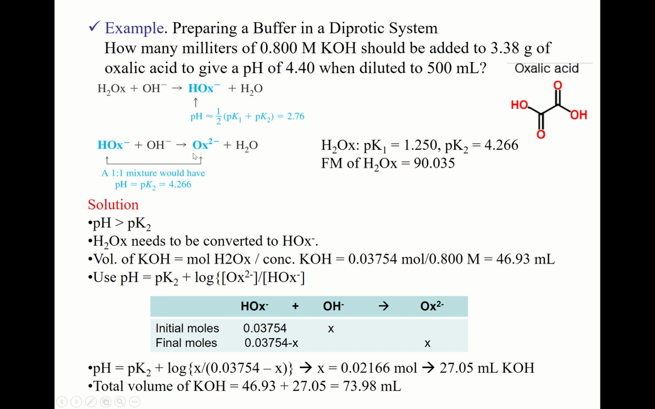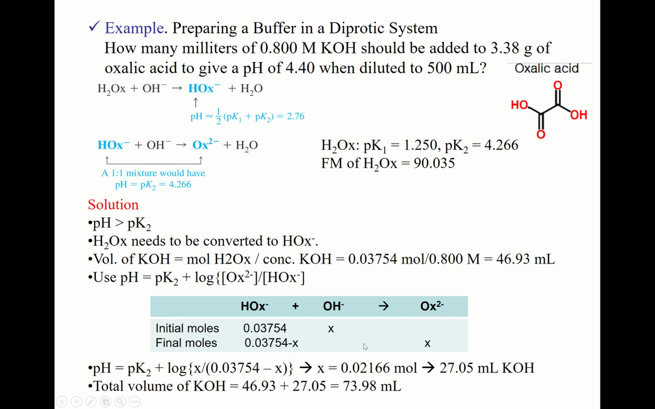some of it to oxalate. Okay, here is the equation. Let's say we added X moles of potassium hydroxide. Then the hydrogen oxalate is decreased by X, the OH minus is completely consumed, and the moles of oxalate ion is equal to X.